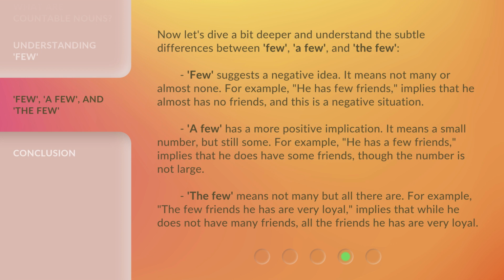A few has a more positive implication. It means a small number, but still some. For example, he has a few friends implies that he does have some friends, though the number is not large. The few means not many but all there are. For example, the few friends he has are very loyal, implies that while he does not have many friends, all the friends he has are very loyal.